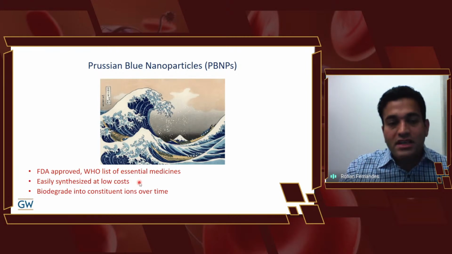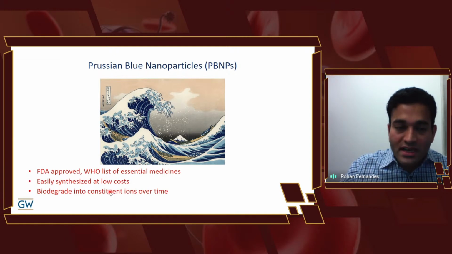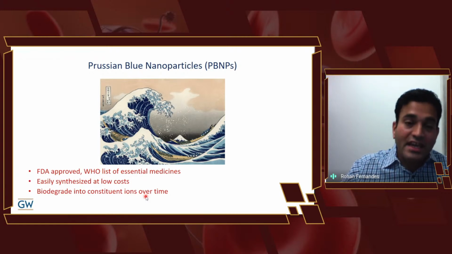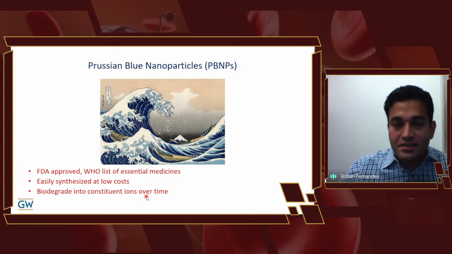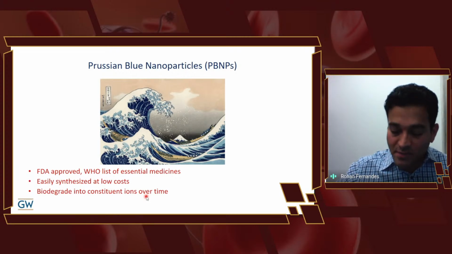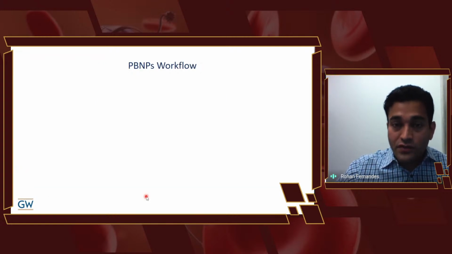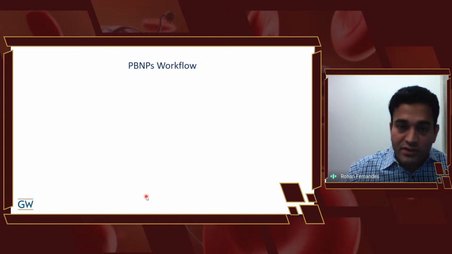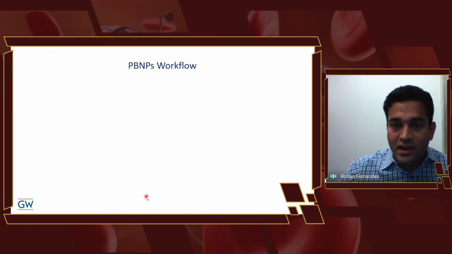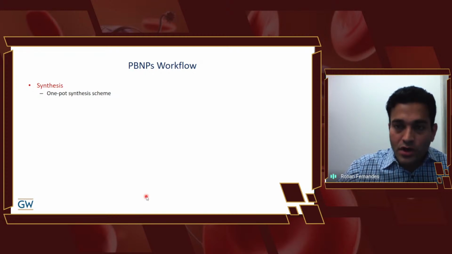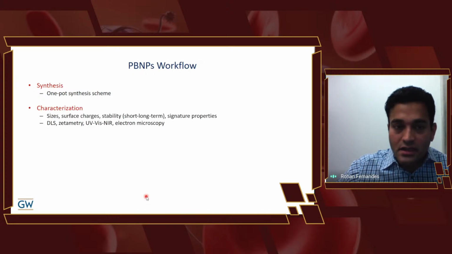This was a concept I touched upon in lecture 1. And more importantly, the way the nanoparticles are synthesized, they can biodegrade into their constituent ions and be eliminated over time. And this provides some conferred advantages over some other platforms of nanoparticles being considered for PTT. So in terms of the workflow, how are we working with Prussian blue nanoparticles in this nanoimmunotherapy format? We first synthesize the nanoparticles. For this, we use a one-pot synthesis scheme. It is merely a combination of the two liquid solutions in a single pot to synthesize the nanoparticles.